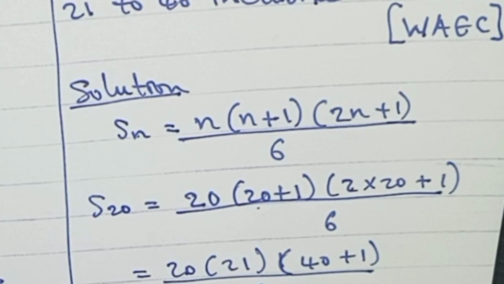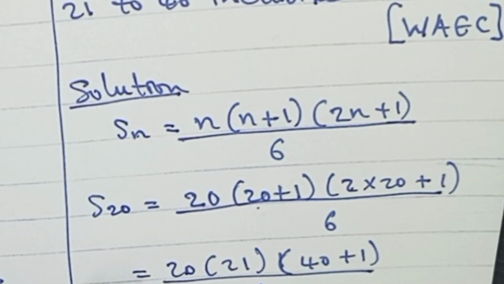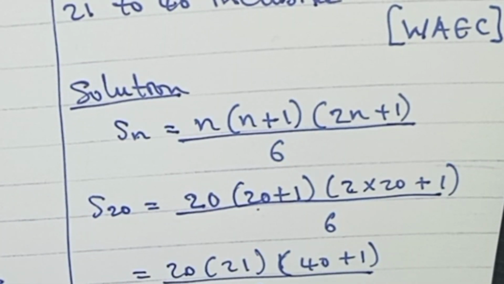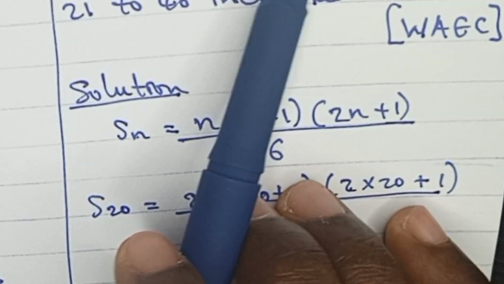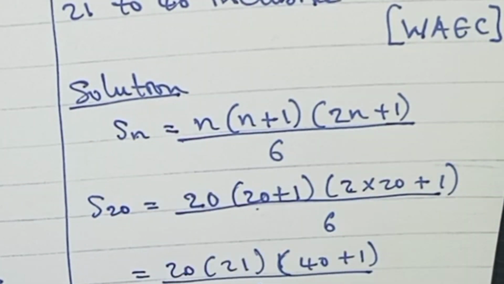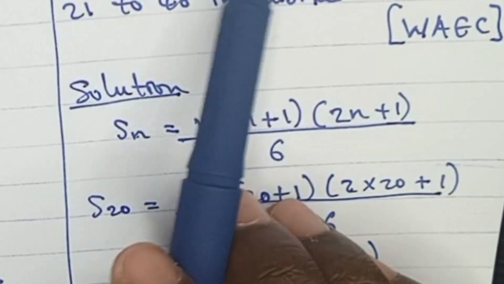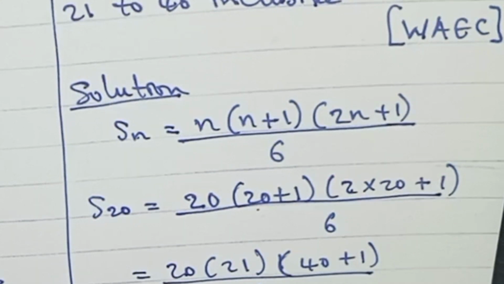How do we do it? We cannot use this formula to start from 21 to 40. So there's a break. What we are going to do is, since we already found our S20, we will look for S40, the sum of the squares from 1 to 40, and what we already have is S20. So we do S40 minus S20.